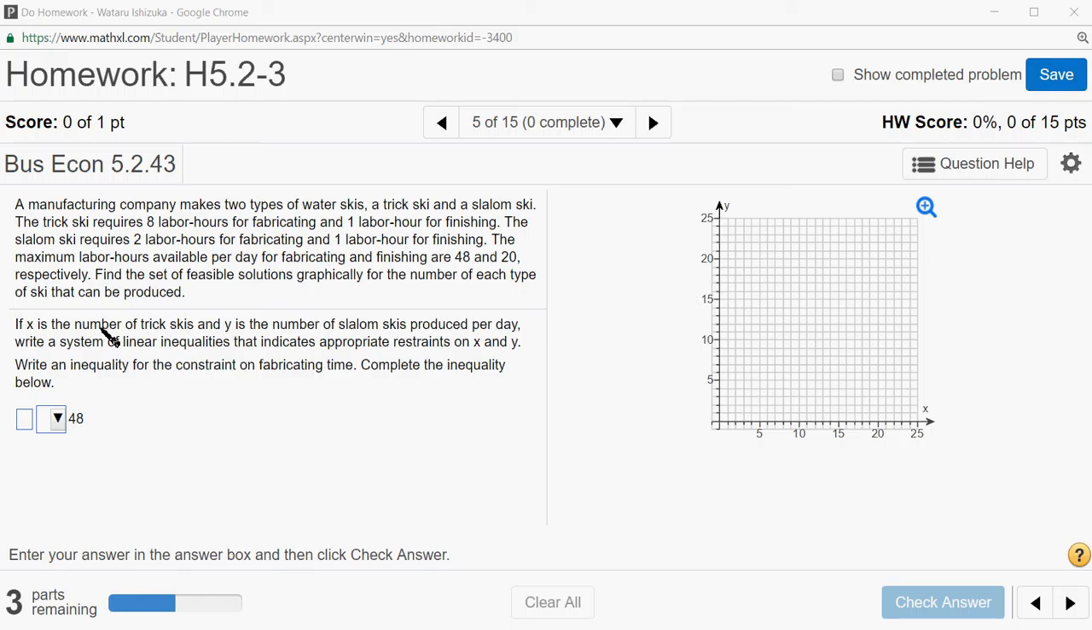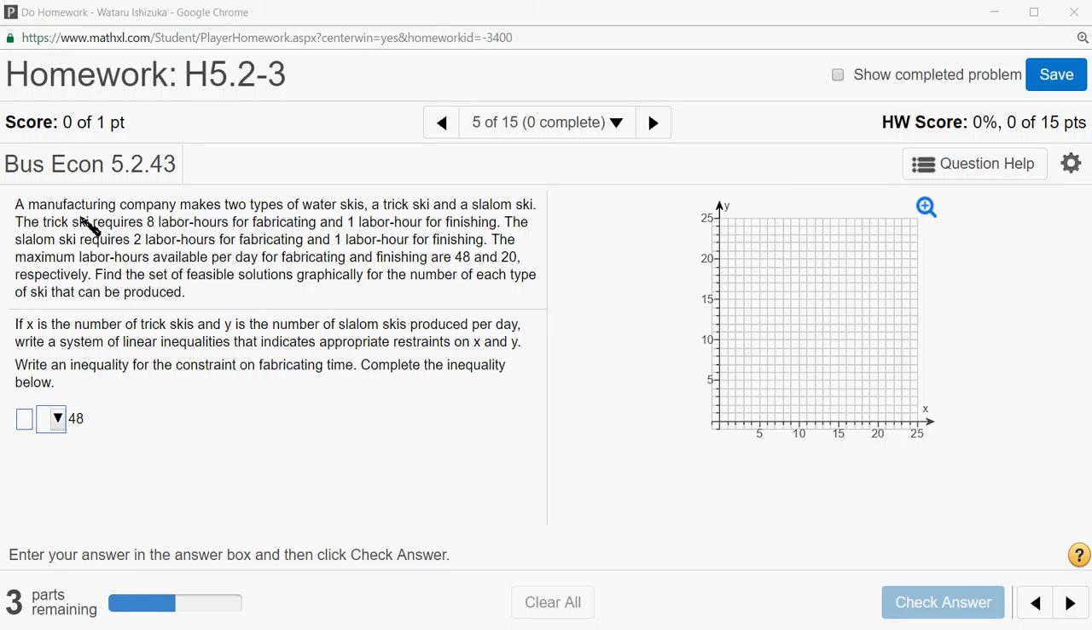If x is the number of trick skis and y is the number of slalom skis produced per day, write a system of linear inequalities that indicates appropriate restraints on x and y. Write the inequality for the constraint on the fabricating time.